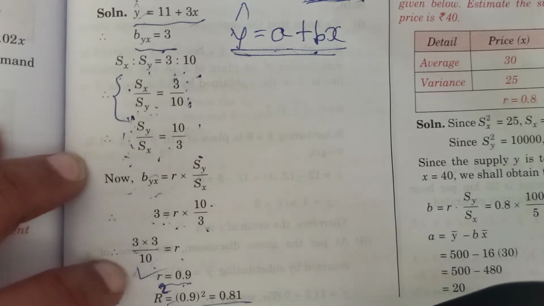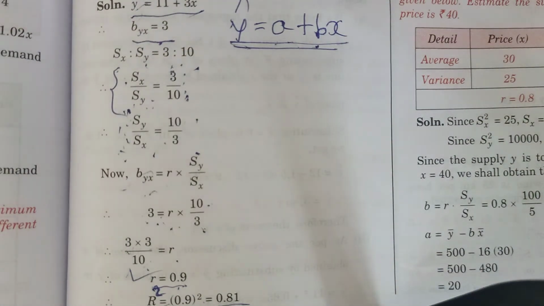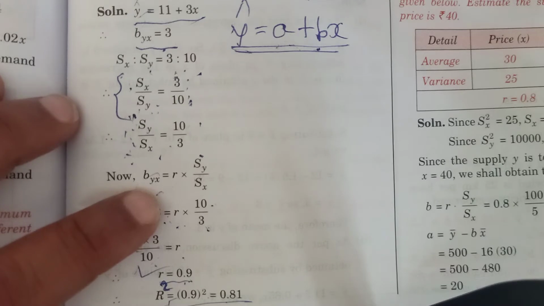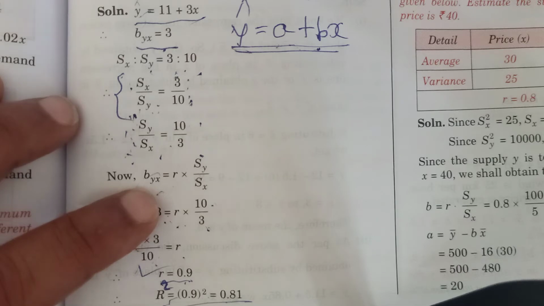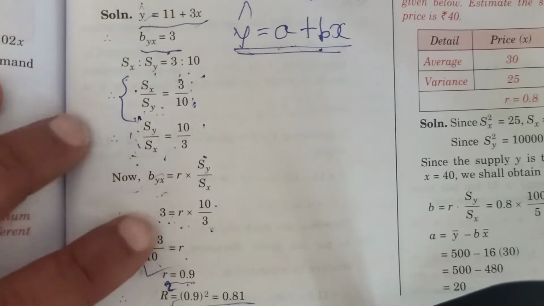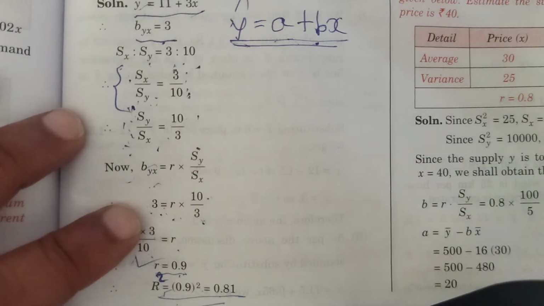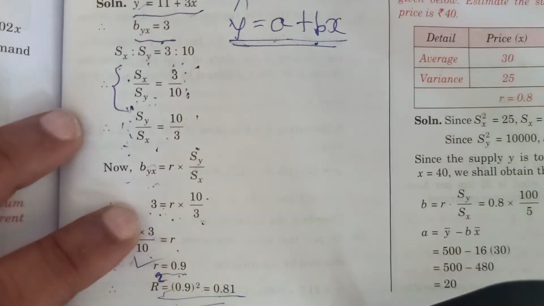Actually they are not asking for the interpretation, but if we have to do the interpretation of the sum, then r square is nearer to 1. So can we say that our estimation for regression is proper? We can say that the estimation for regression is proper because the coefficient of determination is nearer to 1. So the sum is over.